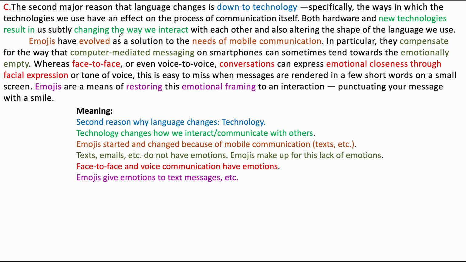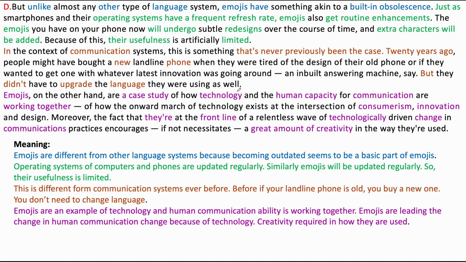Section C talks about another reason why language is changing. It's all about technology. It says that emojis started because of text messaging. Emojis help show feelings and emotions in text messages, which is something that is missing in text messages. Section D compares emojis to other language systems. It talks about how smartphones and their operating systems need to be updated regularly, and emojis also need to be updated regularly. It also mentions communication systems of the past, like landline phones.